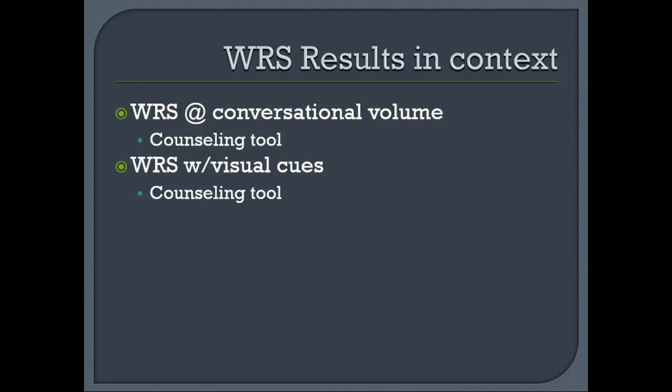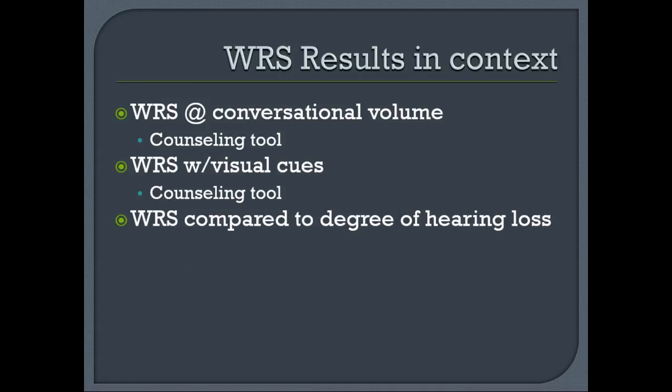Same thing with word rec with visual cues. Especially if somebody gets a very low score in word recognition and they're sort of discouraged about it, some people can improve as much as 60% when you add visual cues in. So that can be a really effective counseling tool too, to talk about, you need to change your habits. You need to be aware of where you're seated and where the lighting is and all of those things, because visual cues are so important for you.